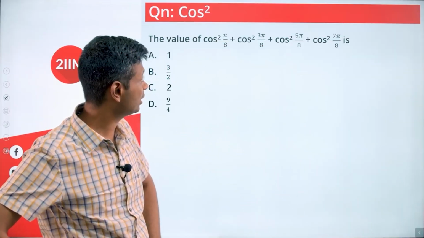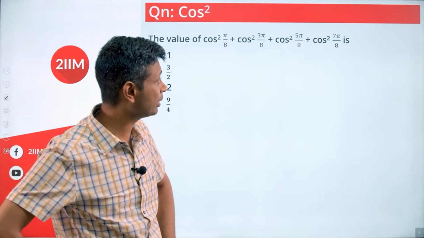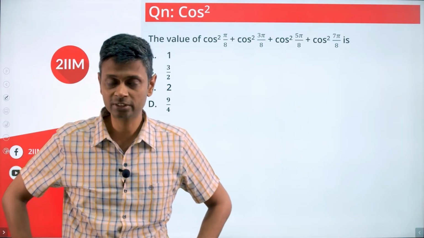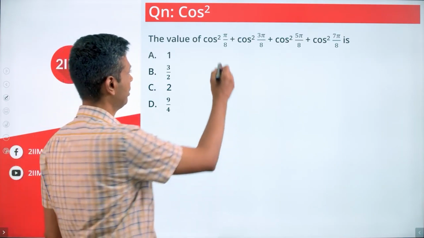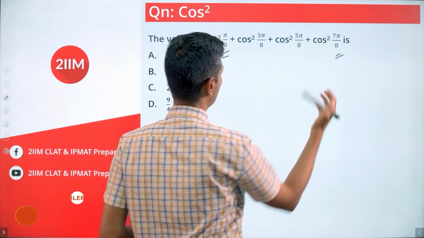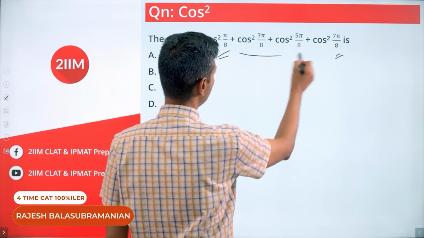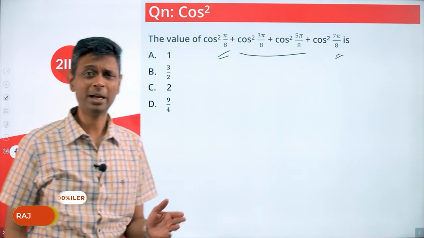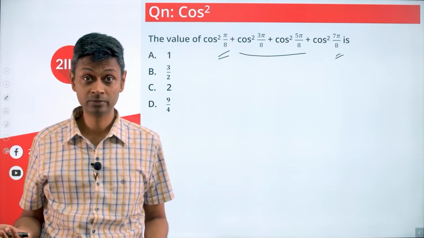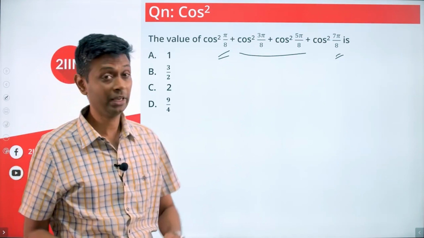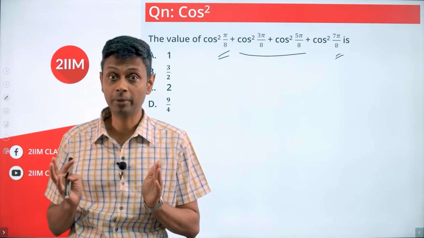Plus cos square 3 pi by 8 plus cos square 5 pi by 8 plus cos square 7 pi by 8. The first thing you have to notice straight away is that this pi by 8 and the 7 pi by 8 need to be put together. These two need to be put together. Why? Pi by 8 and 7 pi by 8, add that up, we'll get pi. 3 pi by 8 and 5 pi by 8, add that up, we'll get pi.